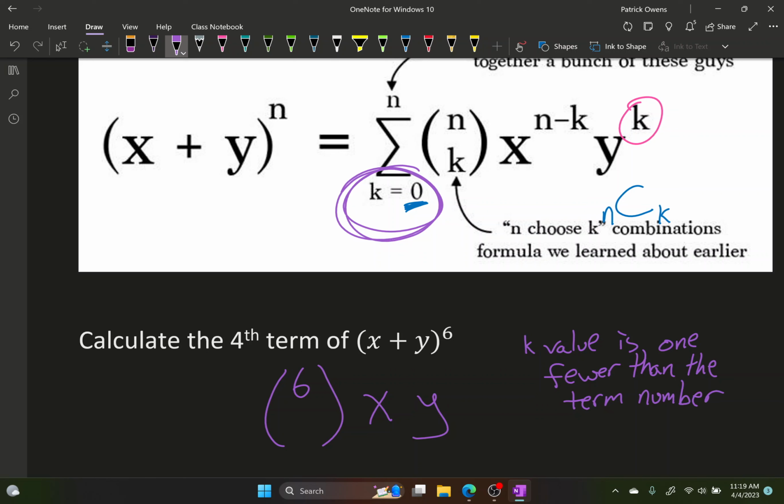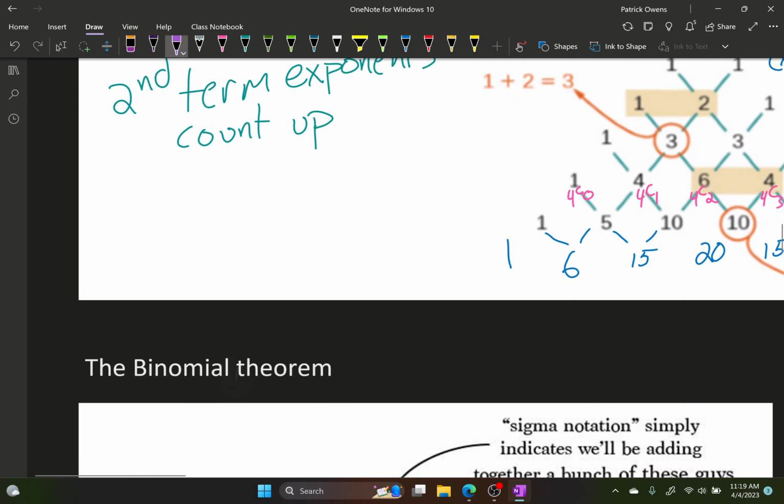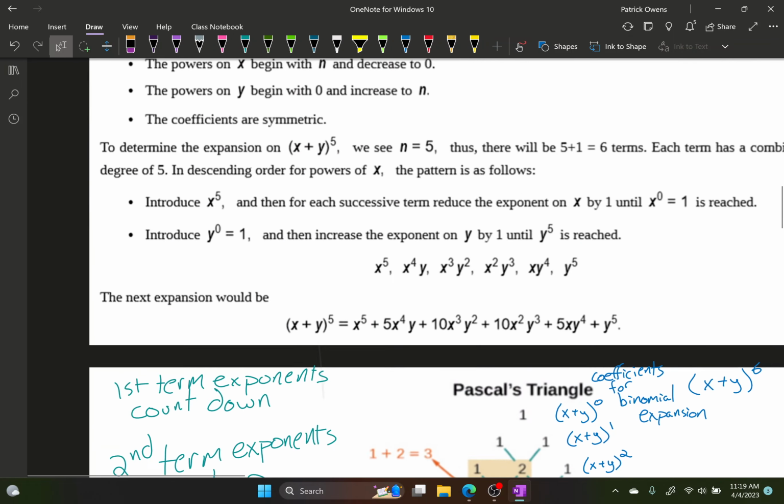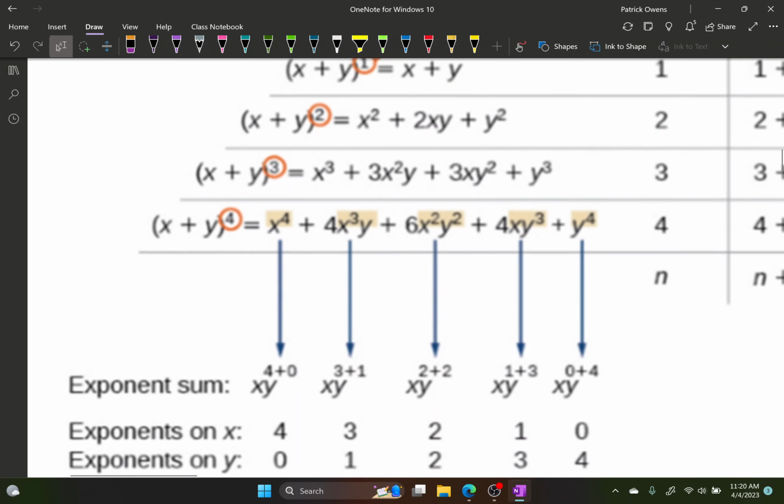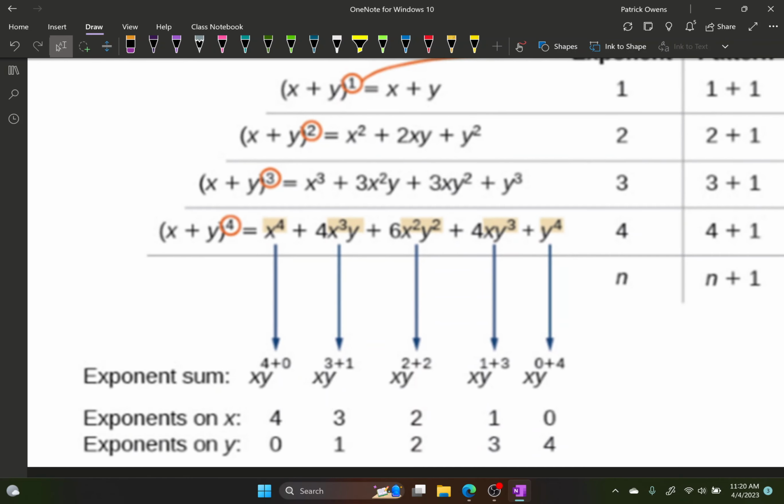So our k value is always going to be 1 fewer than the term number. If we take a look at our expansion up here, k is our exponent from the binomial theorem of our second term, so in this case in y. So our first term, we've got y to the 0. Our second term, we've got y to the first. Our third term, we've got y squared. So our k value, which is our exponent for our second term in the binomial, is always going to be one fewer than the term number.